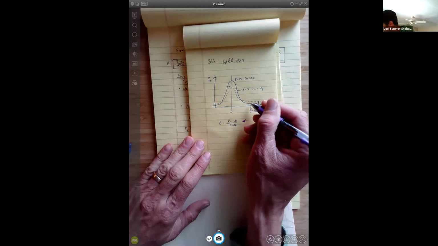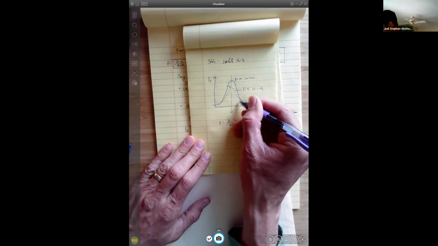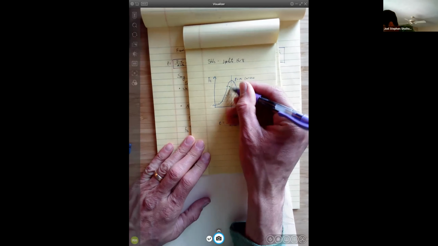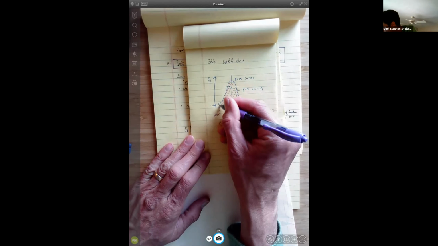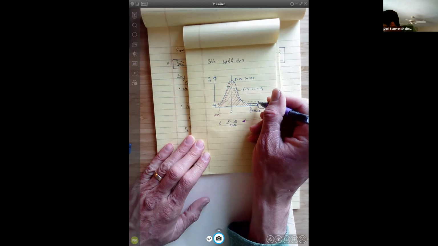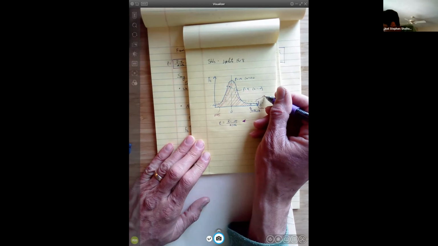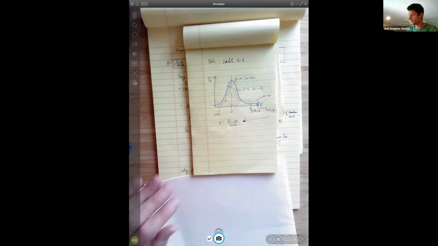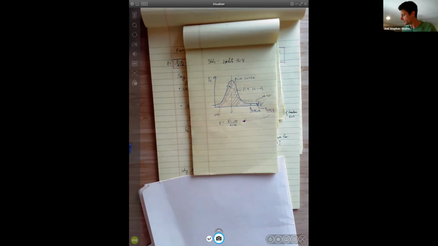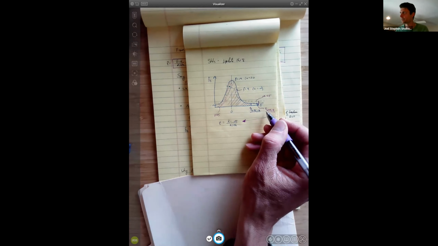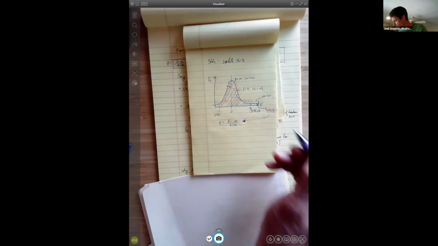And so all this is doing is we have 0.95 area underneath that part of the curve, and 0.95 area under that part of the curve. So you have to go farther down the curve to get to that 95% area.